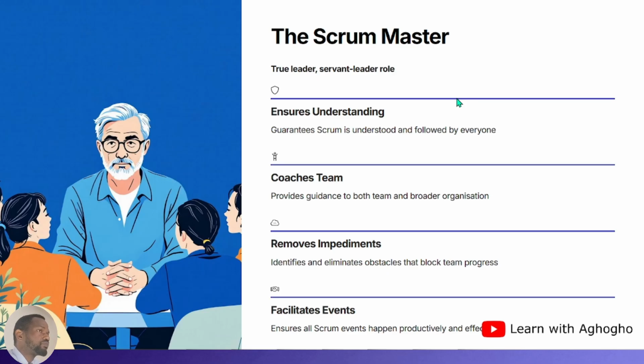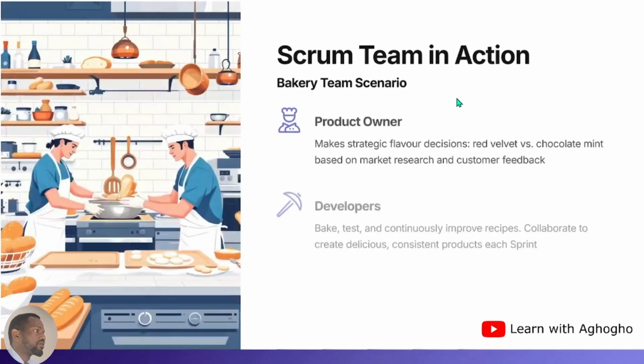Coach them, provides guidance to both team and broader organization. Scrum Master removes impediments, identifies and eliminates obstacles that block the team's progress, facilitates events. The Scrum Master facilitates events, ensures all Scrum events happen productively and effectively.